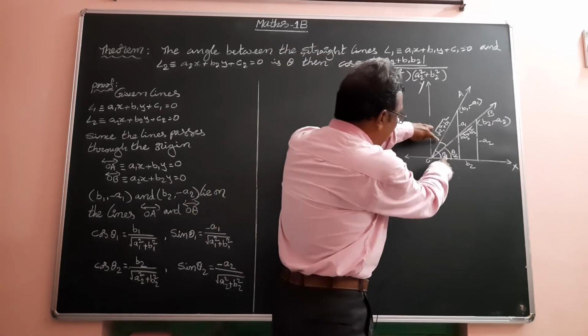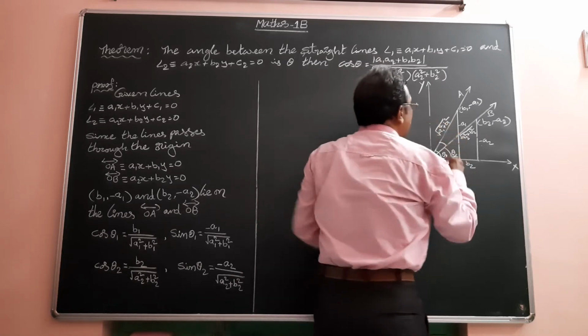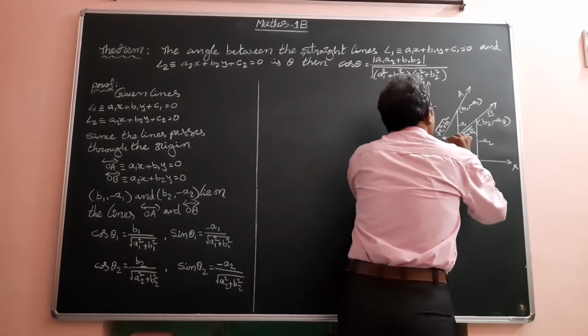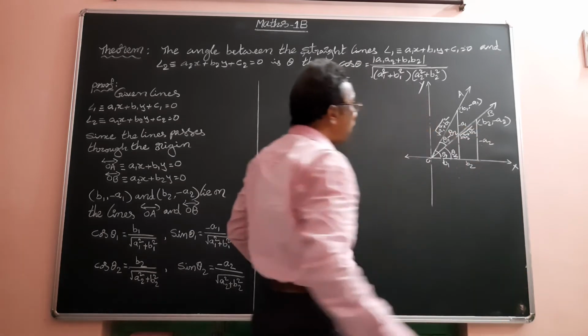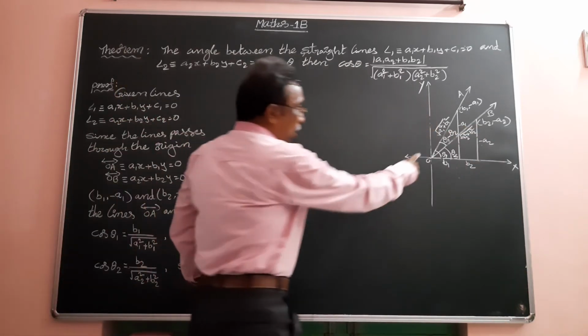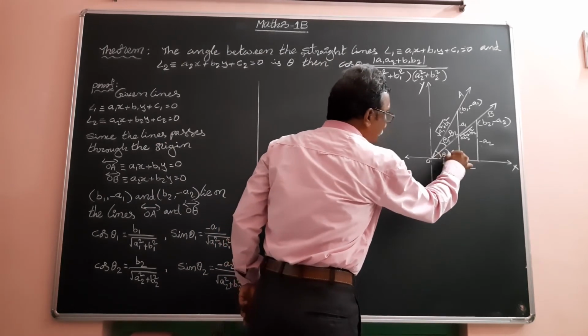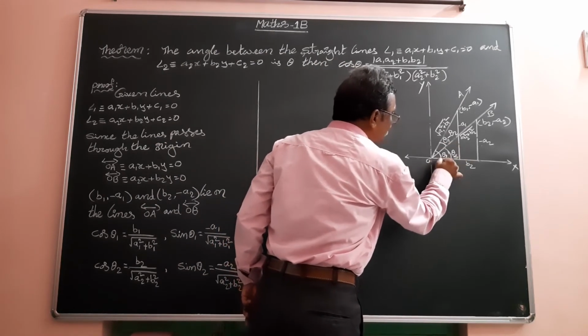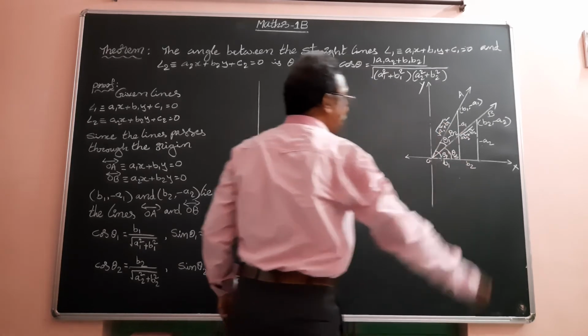Total angle is theta 1. This angle is theta 2. Now this angle is theta 1 minus theta 2. Total angle is theta 1, here this angle is theta 2. Now what is this angle? Total angle minus this angle.